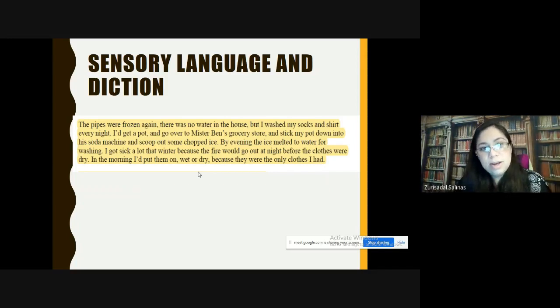And he did that through sensory language. I can see the pipes frozen, or I can feel them. There was no water in the house. At some point in your life, you probably have experienced no water in the house. Things happen, a pipe bursts down the street and they cut off the water. You know what that's like. So there's again that relation, bringing it to life by connecting with us on an experience that we've had.